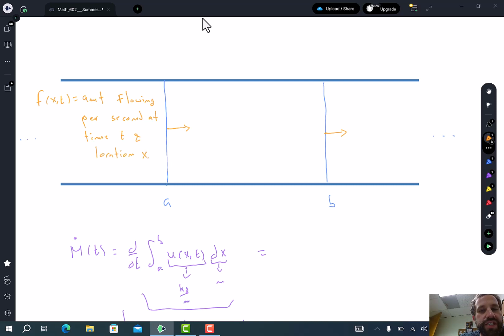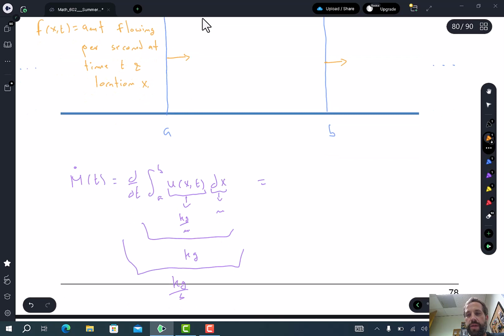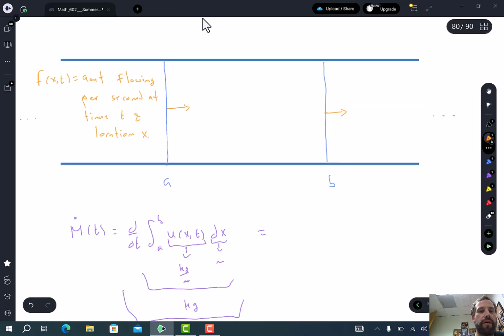Okay, so far this is just a rederivation of the continuity equation that we use for first order equations. And so what we're going to have here is the rate, and it's flowing to the right. So amount flowing to the right.